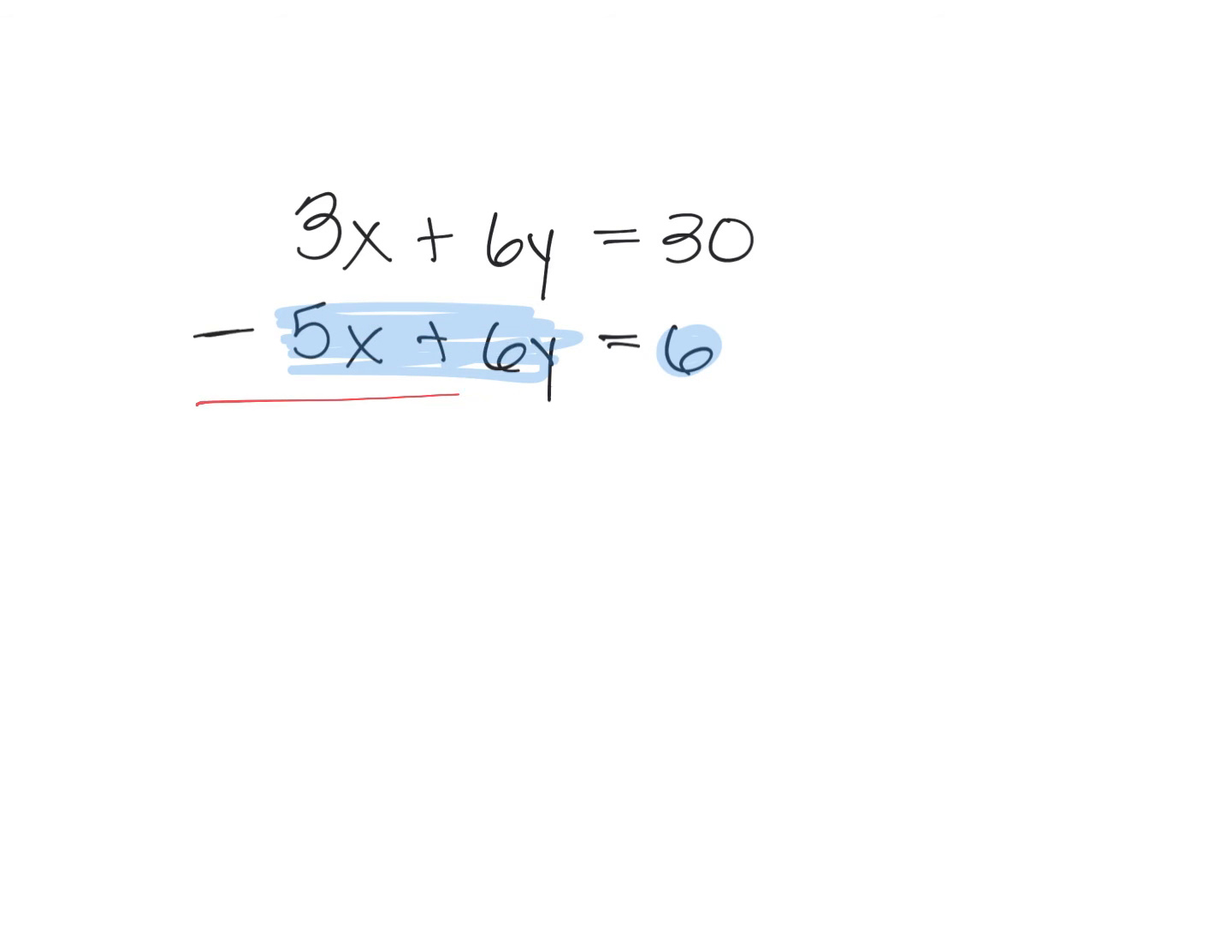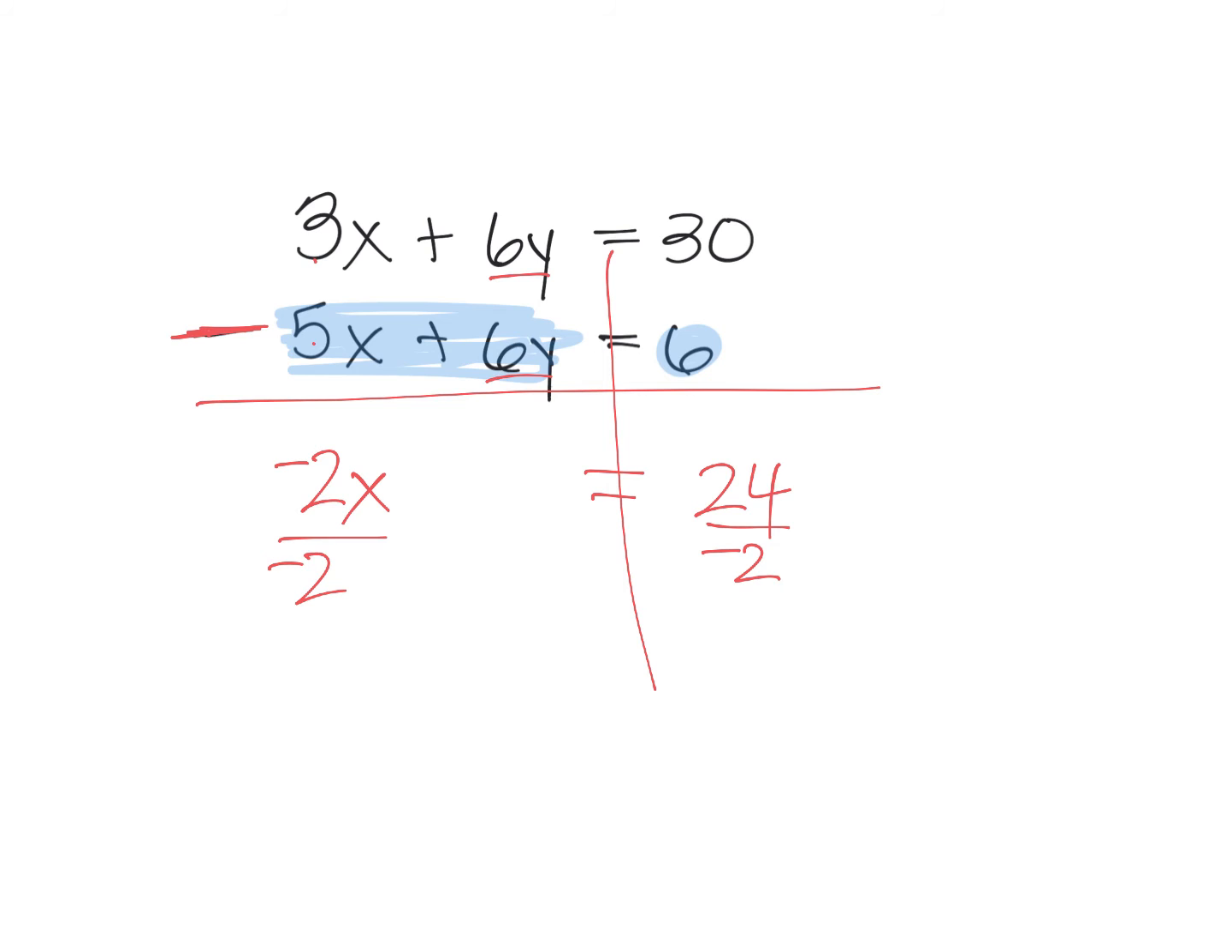If I do that, you have to remember that you're subtracting. So I have to think like 3 minus 5. Well, that would be a negative 2x. And then 6y minus 6y, well, the y's would be gone. So equals, and then 30 minus 6 is 24. Then I can divide by negative 2, and I end up with x equals negative 12. Once you have your x-coordinate, you can go back and find your y-coordinate, just like we did before. But again, I just solved this using subtraction, so I was subtracting the same thing from both sides.